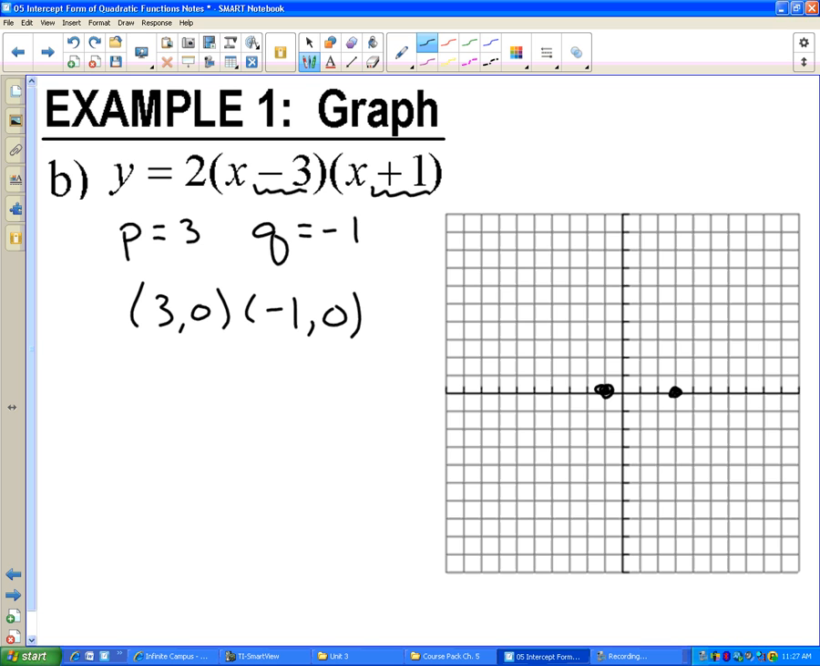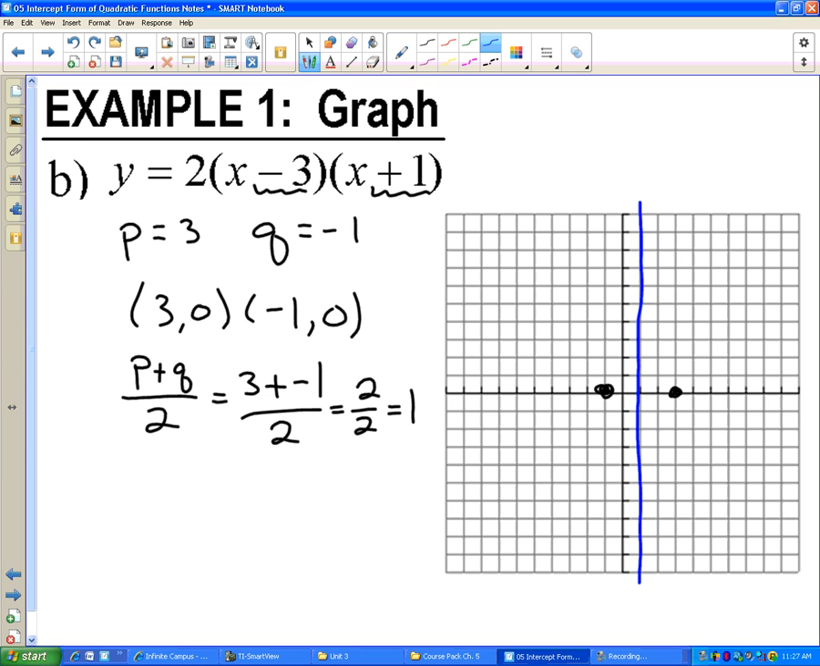I need to find my vertex. I need to find my axis of symmetry. So I'm going to add P and Q and divide by 2. So 3 plus a negative 1 divided by 2 is 2 over 2, which is 1. Is it always going to be 1? No, but for these 2 problems, it turns out to be 1. So my axis of symmetry happens to, again, be x equals 1.